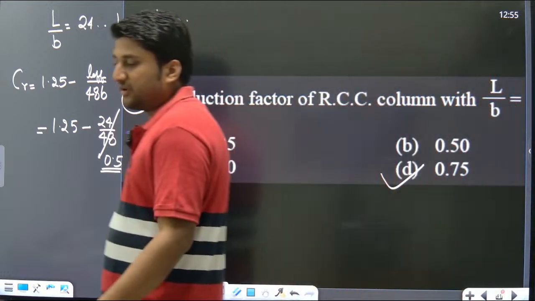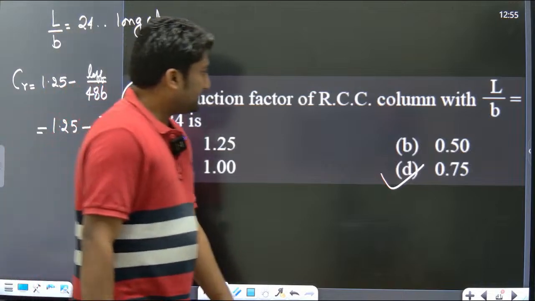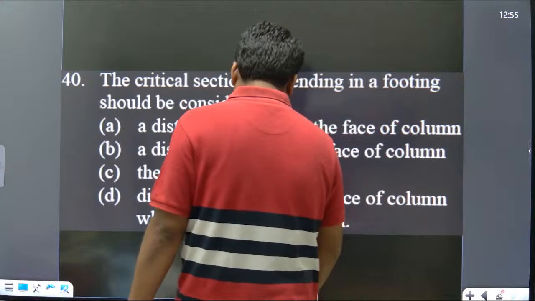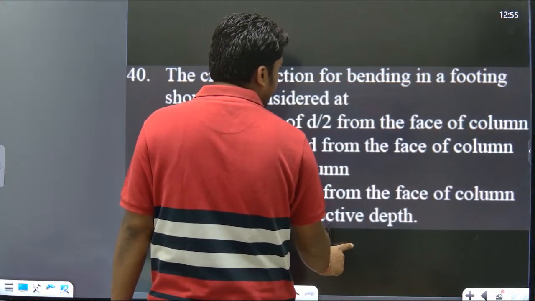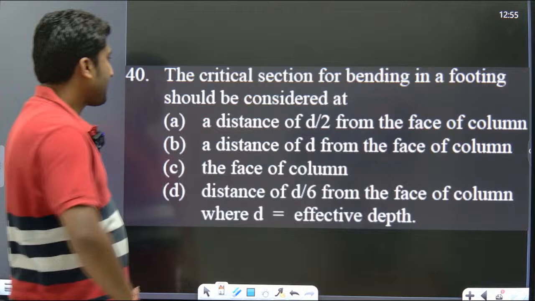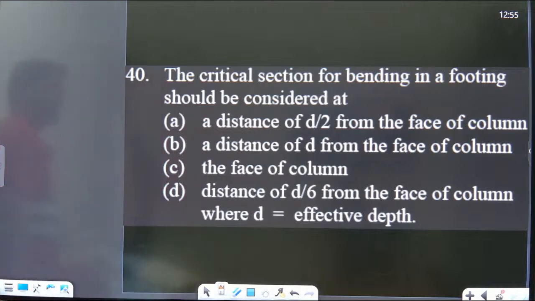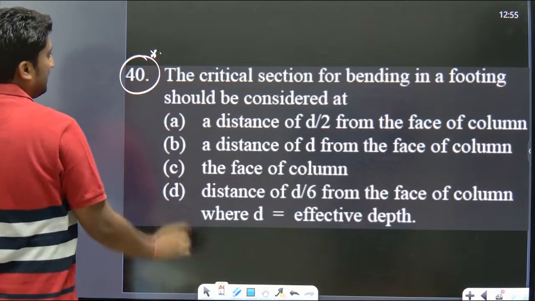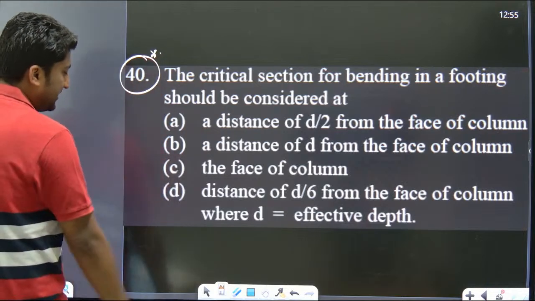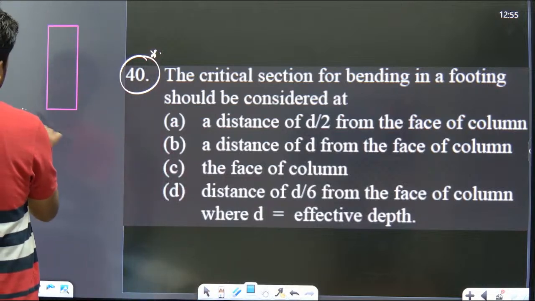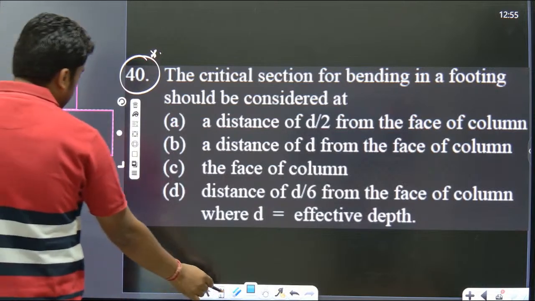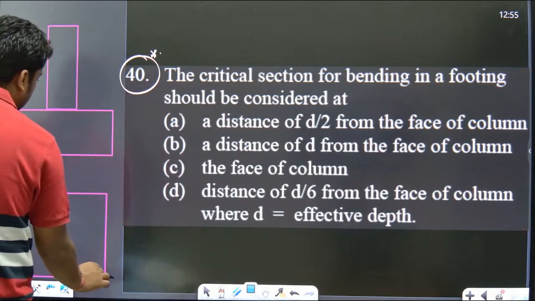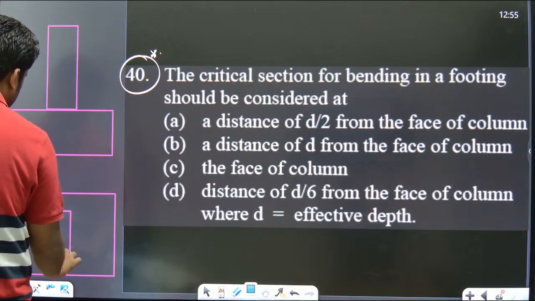So last question for today's class. Okay. Last question for today's class is this. What is the critical section for bending in footing that should be considered? So in footing, you can see very carefully, this is the footing. Okay, the depth is D. This is the face of the column, and if I draw the plan, it looks like this.